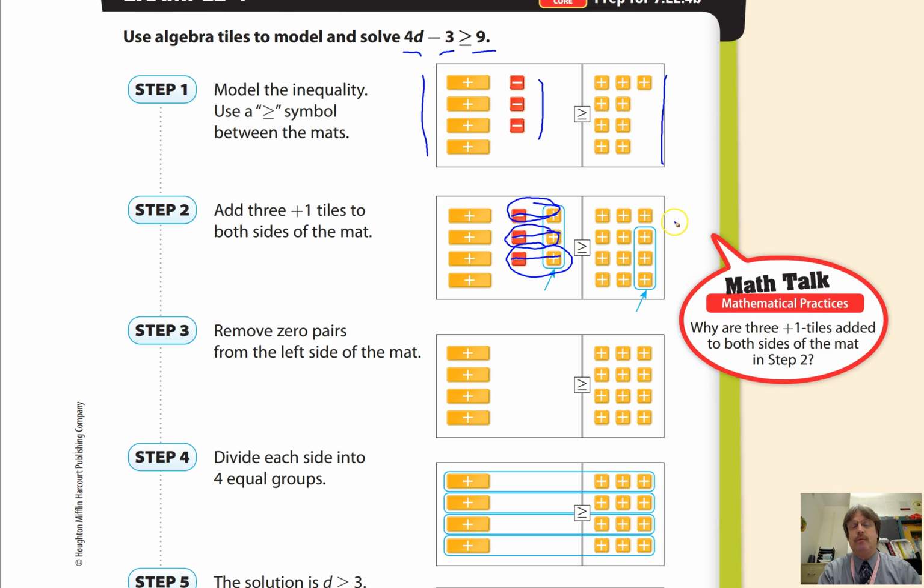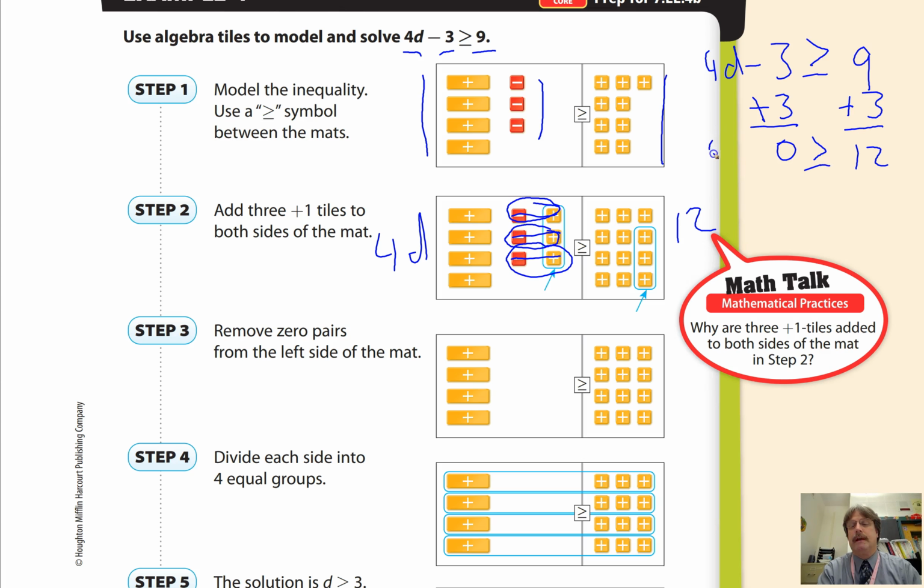So we're now at 12. We have 12 here and we have our 4d here. If you keep an eye out, this will kind of look like our equation when we're doing 4d minus 3 greater than or equal to 9. We've added the 3, so we have to do that on this side. That gives us 12. This, of course, goes to 0, and we still have our 4d. So that's where we're at right here.